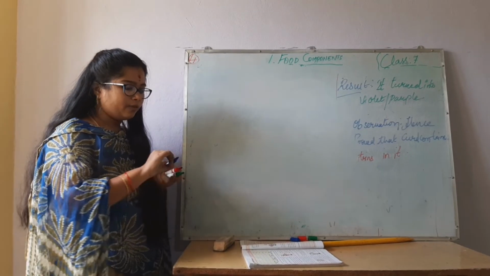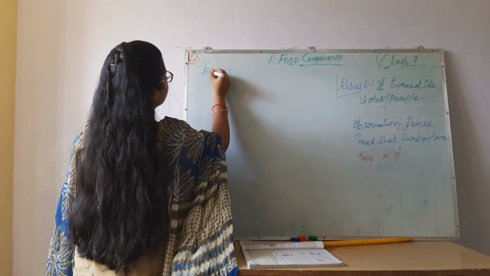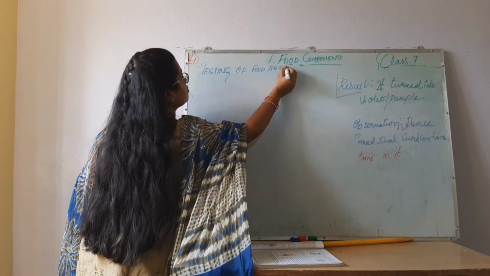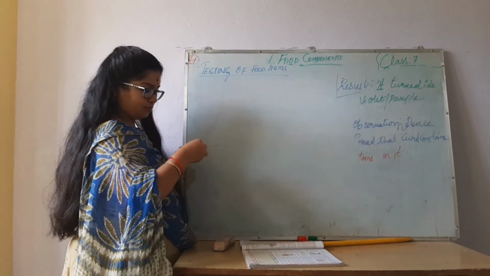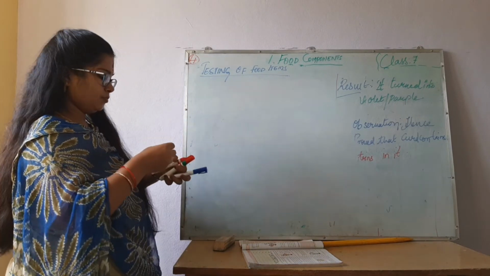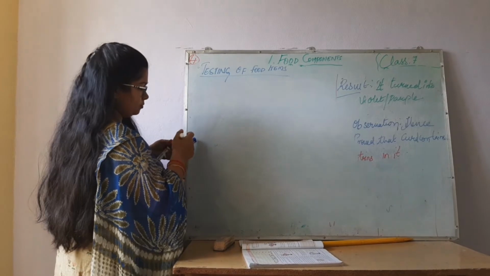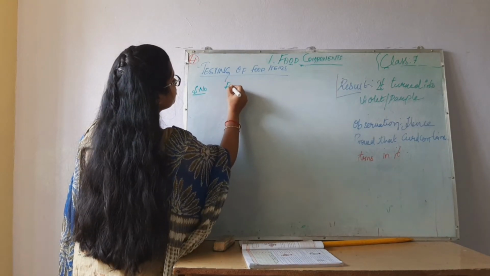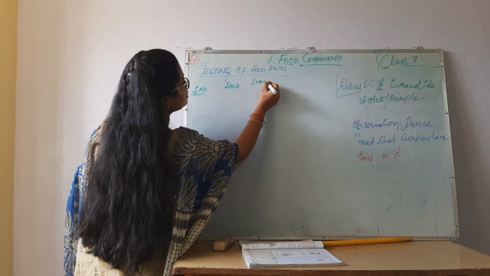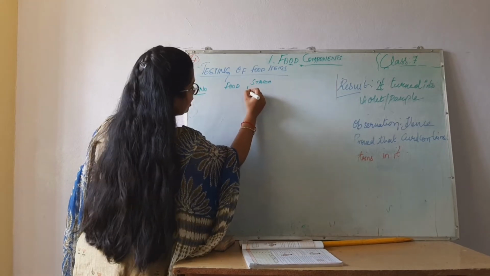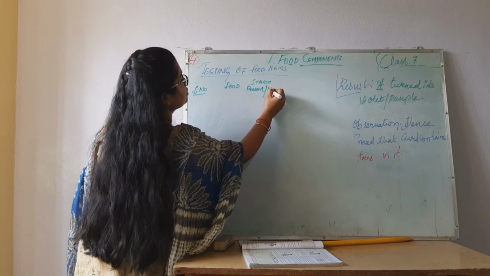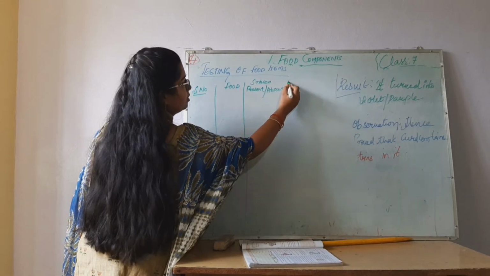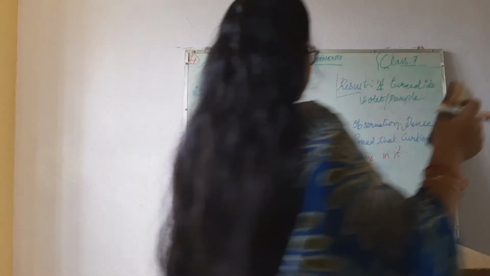Okay, testing of food items. In the table we will see: first the serial number, food, starch, proteins, present or absent, you have to write.